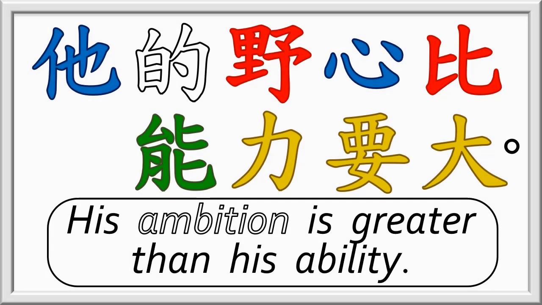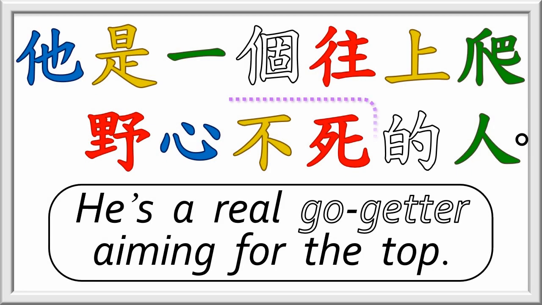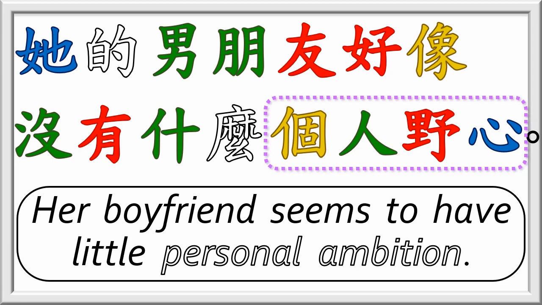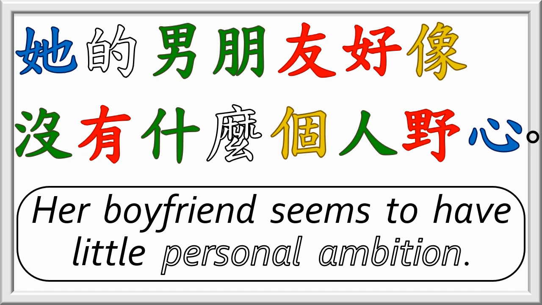The next phrase is 野心 or ambition. It can have a positive or negative connotation depending on the way it's used, just as in English. 他的野心比能力要大. His ambition is greater than his ability. 他是一个往上爬、野心不死的人. He's a real go-getter, aiming for the top. 她的男朋友好像没有什么个人野心. Her boyfriend seems to have little personal ambition.